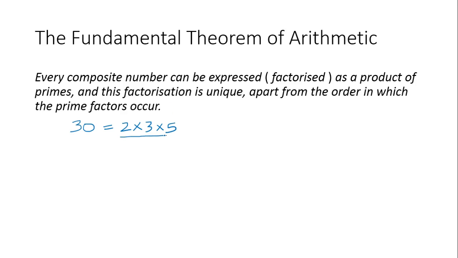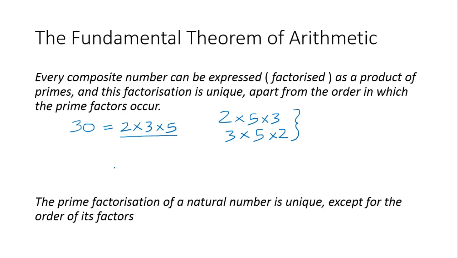Apart from this 2 into 3 into 5, there is no other way in which you can express 30 as a product of prime factors, apart from the order in which the prime factors occur. So instead of writing 2 into 3 into 5, you might as well write 2 into 5 into 3 or 3 into 5 into 2 or some other order. If you ignore the order in which the prime factors are written, you'll see that the factorization is unique. This theorem can also be stated as: the prime factorization of a natural number is unique except for the order of its factors.